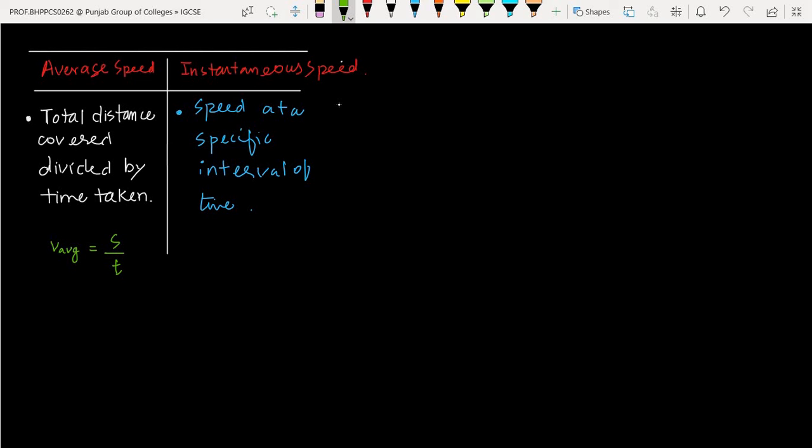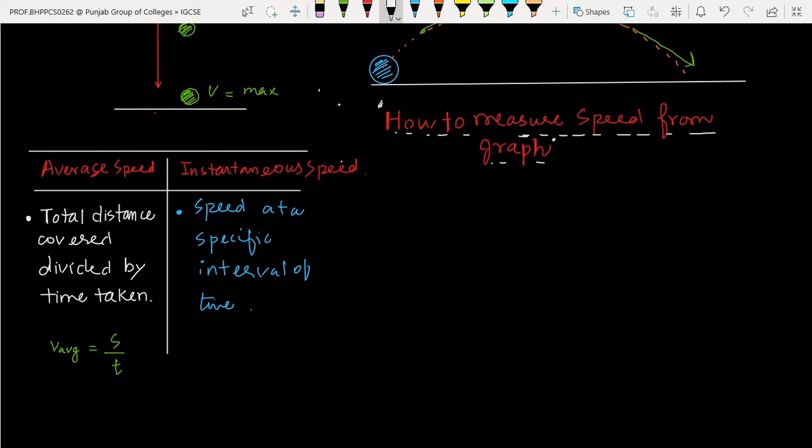Moreover, in more detail, I will make a special video about graphs, in which we will learn how we calculate average speed from the graph. Yes, we can calculate it from the gradient. Basically, the instantaneous speed is the specific value of speed at a particular instant of time. How do we measure the speed from the graph? Well, it is a separate topic, and we will cover it later, but in a short way.